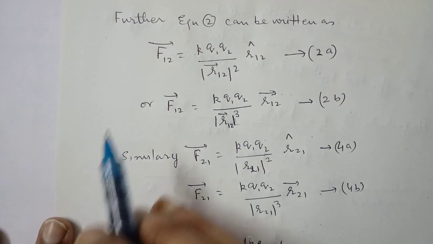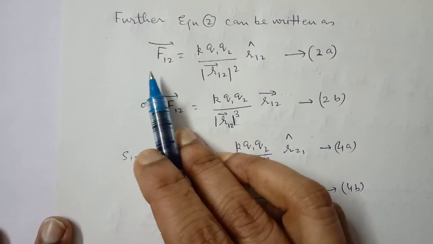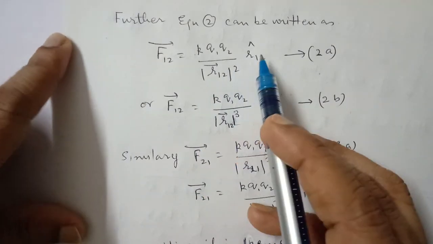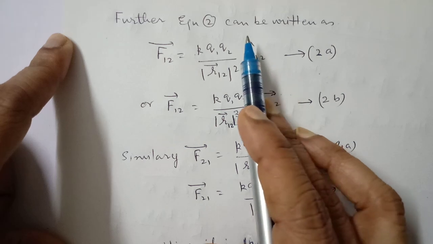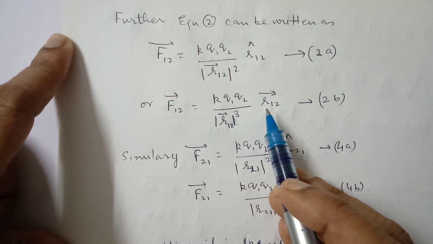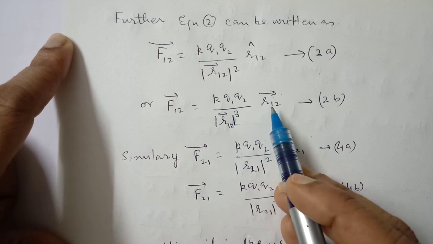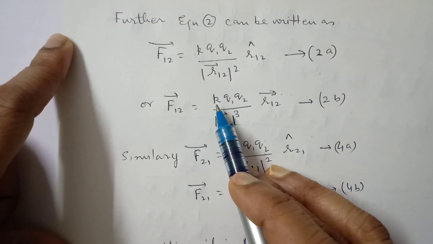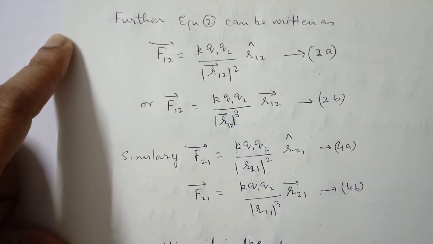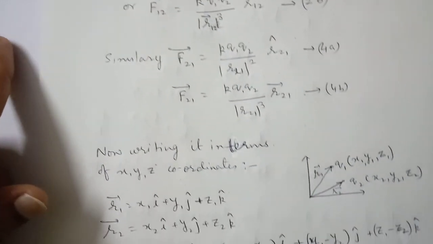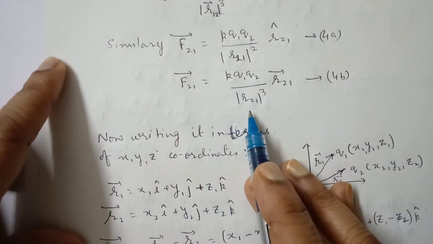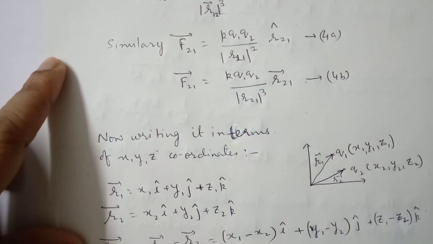Further elaborating it, F12 is equal to K Q1 Q2 upon R12 square with R12 cap. If I expand this unit vector in terms of vector, it is R12 vector upon R12 magnitude, and hence F12 becomes K Q1 Q2 upon R12 cube times R12 vector. Similarly, F21 can be written as K Q1 Q2 upon R21 cube times R21 vector.